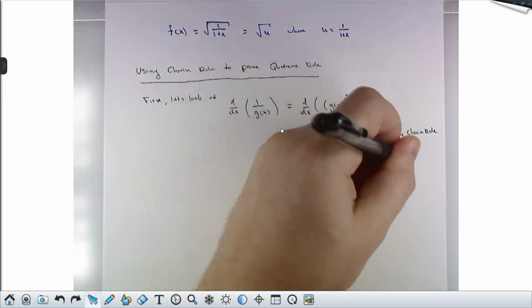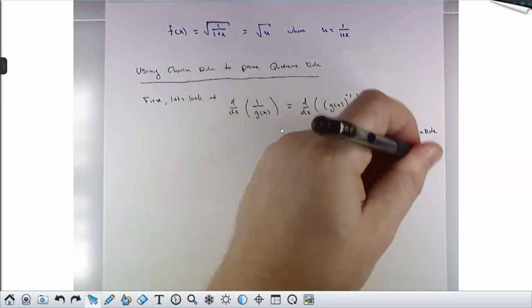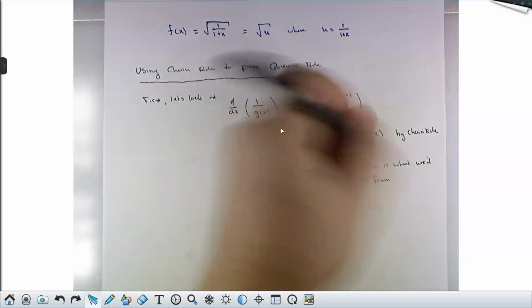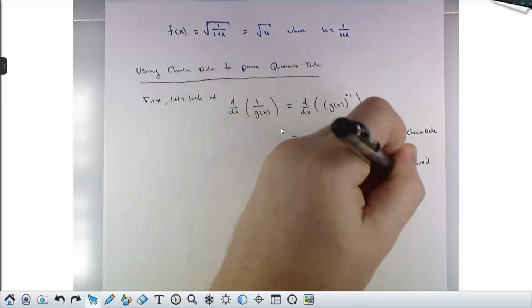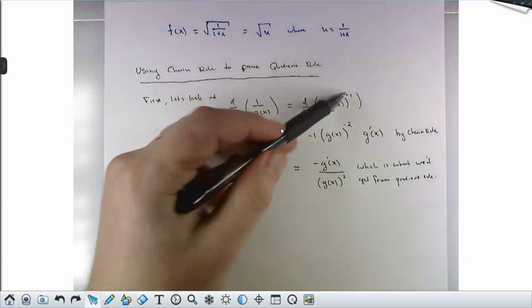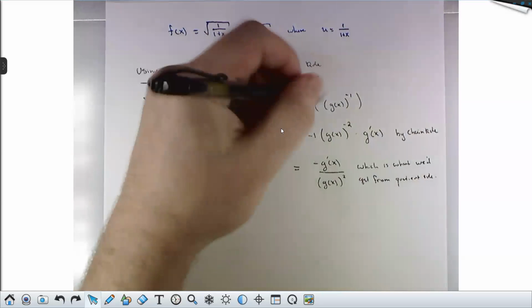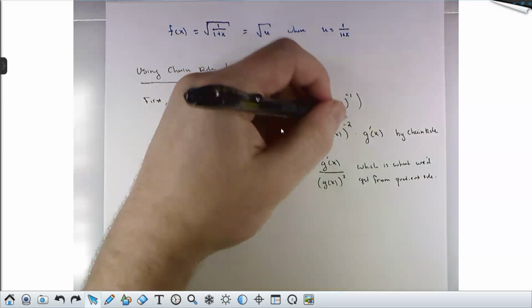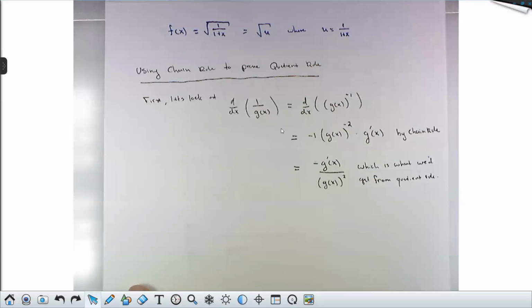Wait, how is it to the -2 power? I'm using the power rule on the outer function. Oh, okay, thank you. Yeah, so when I differentiate this -1 power, it's going to come down, and then I'll subtract 1 from it, and -1 minus 1 is -2.